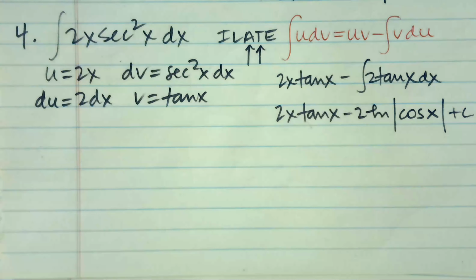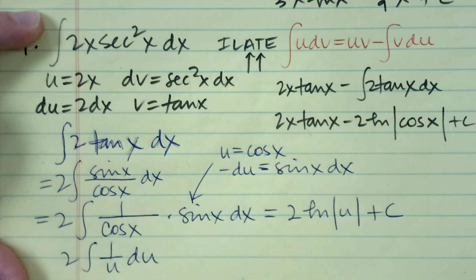Now, if you're interested in why that's the case, there it is. You do U-substitution, rewrite tangent as sine over cosine, and that's kind of where you get the natural log of cosine x from. I'll just move on.